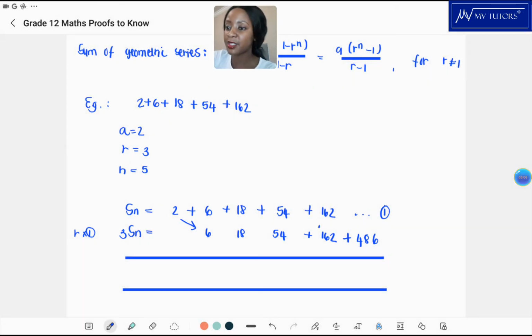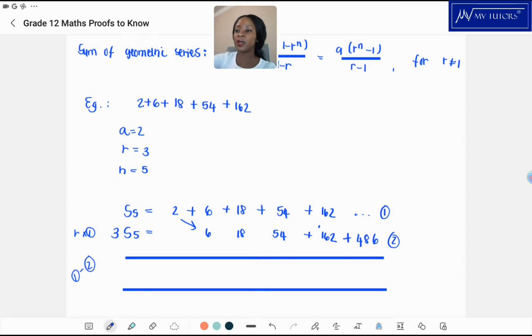Actually, I shouldn't have put S in there because we know that n is 5. So it should be S5 now. My 5 and my S look the same. All right, so what we're going to do, we're going to subtract. With the arithmetic series, we actually added, but here we're going to subtract. So this is my second formula, and we're going to take the first formula and subtract the second formula.